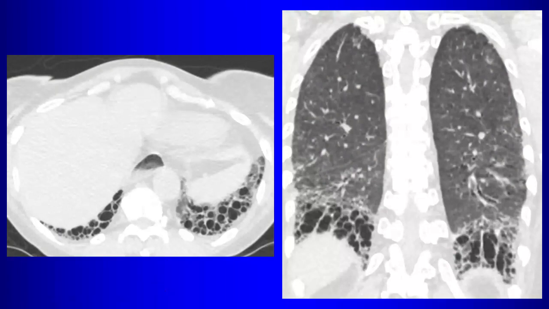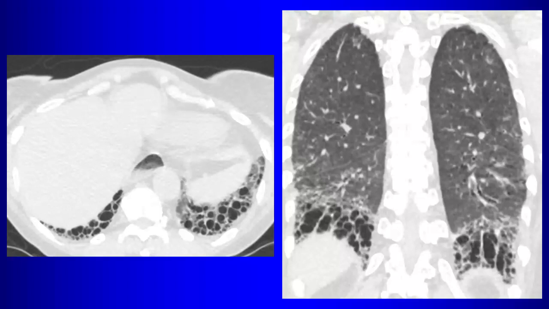Cysts at the bases of the lung. What do you think these cysts represent? Honeycombing, right. So this is pretty extensive honeycombing at the bases. So what do we think is wrong with this patient? UIP. Well, later on in the lecture, we're going to talk about that.